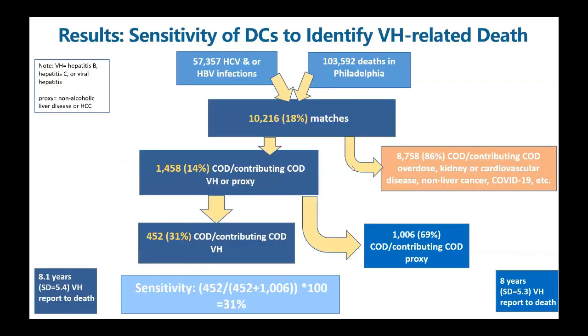Now for the results. We started with our viral hepatitis infections in our registry and decedents from the death certificates during the inclusion period. After the match, 18% of the cases in our registry had matched to the electronic death certificate data. Among all cases that matched, 14% had a cause of death or underlying or contributing cause of death listed as viral hepatitis or our proxy. Among the 1,458 cases, 31% had viral hepatitis listed as a cause of death or contributing or underlying cause of death, and 69% had the proxy listed. This resulted in a sensitivity of 31%.